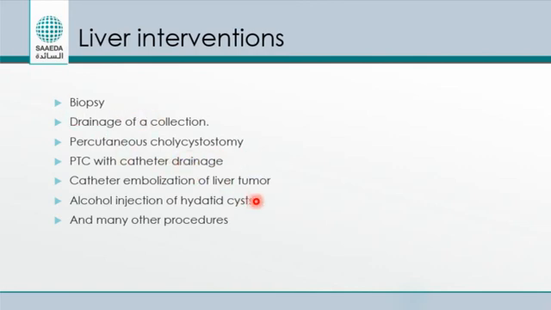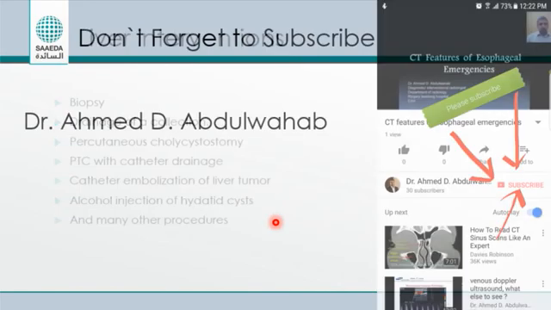Of course, you can do PTC using both fluoroscopy and ultrasound. Catheter embolization is using fluoroscopy. Of course, you don't do catheter embolization using ultrasound. You can inject alcohol into a hydatid cyst to just kill it and leave it there, and many, many other procedures according to the clinical situation. All of this you can do in the liver, some with the use of ultrasound, some with the use of other imaging modalities.